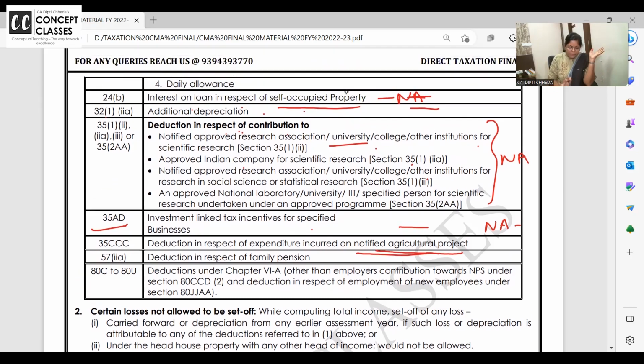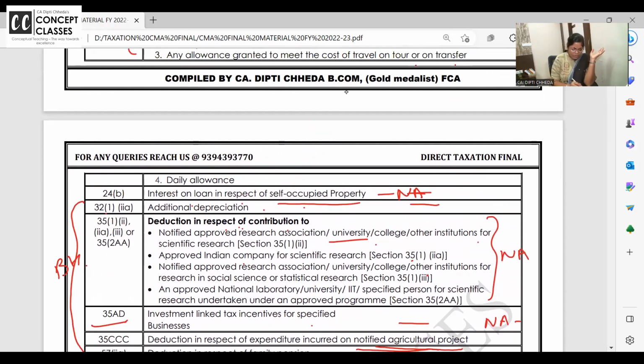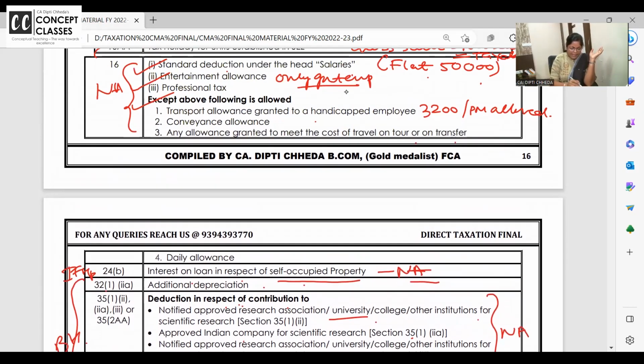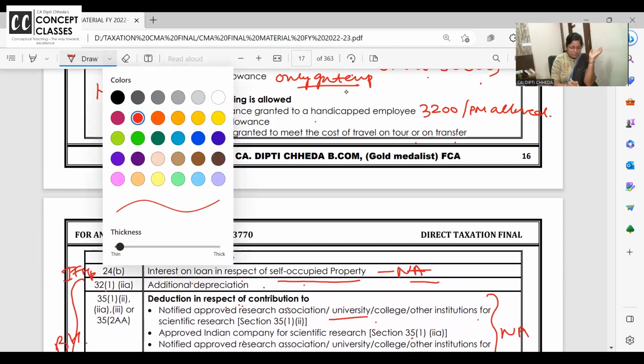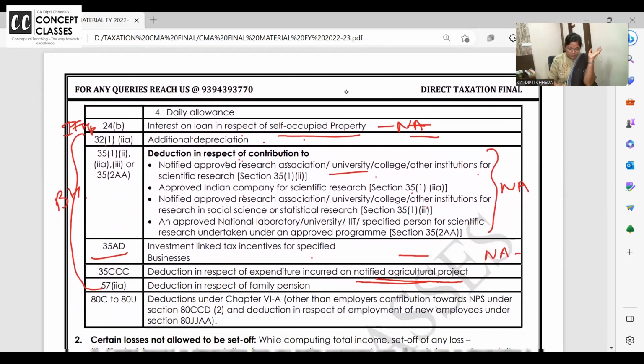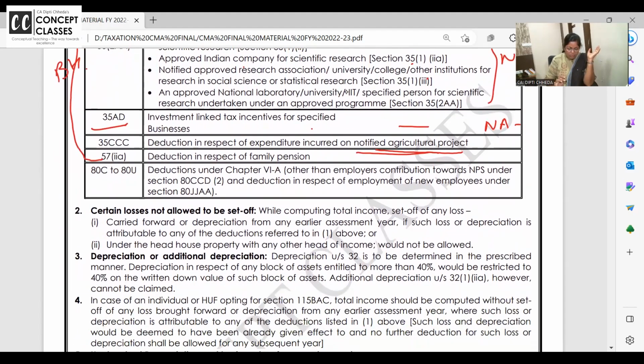Deductions for business head are over. If you want, you can make an arrow mark and this is the business head. This alone was income from house property. Before that, these are all from salary. Clear? Clear until now? Now let us go to capital gain.